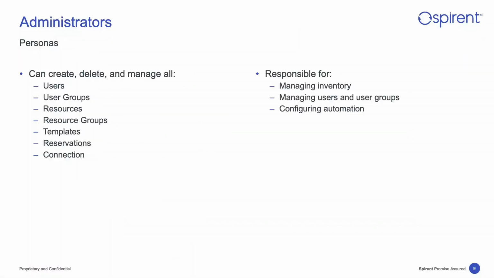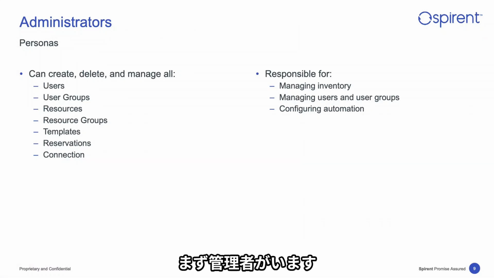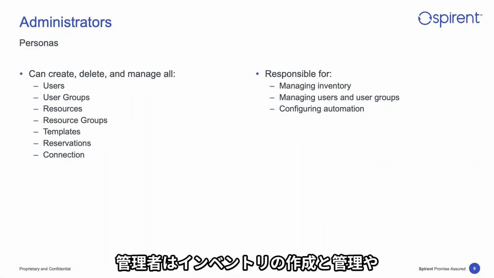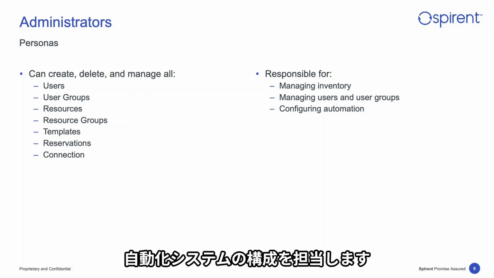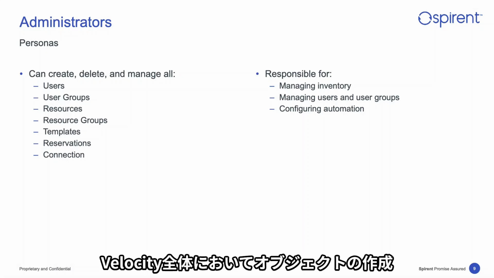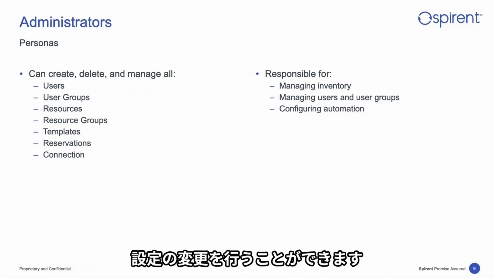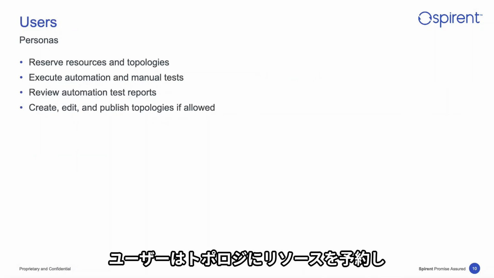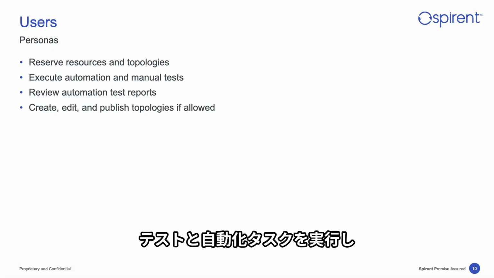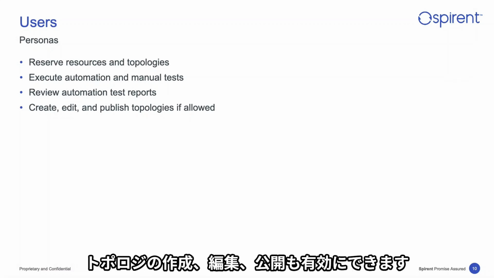Now let's take a quick look at the different types of users that can use Velocity. First, we have administrators. Admins are responsible for creating and managing inventory, managing users and user groups, and configuring automation. System-level admins can create, delete, and modify objects throughout Velocity and change some application settings. Users can reserve resources and topologies, execute tests and automated tasks, review test reports, and, if enabled, create, edit, and publish topologies.